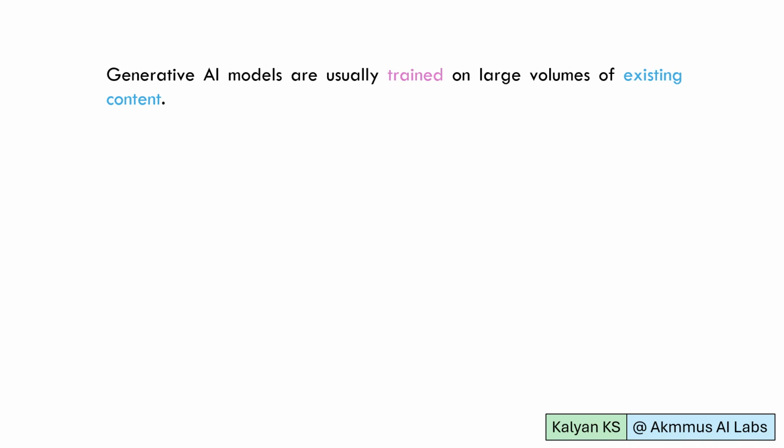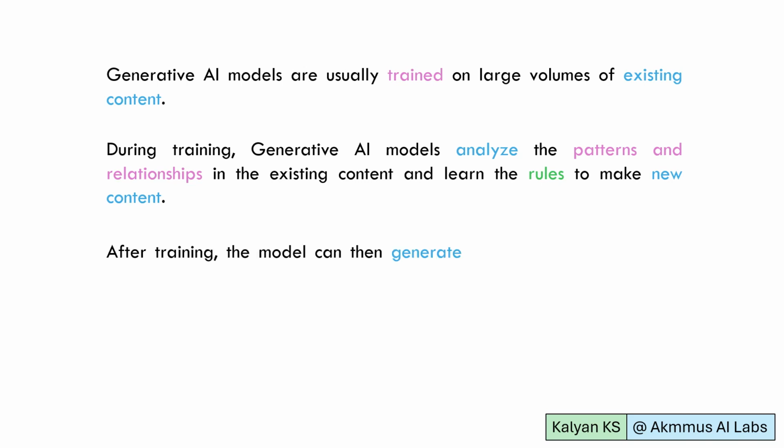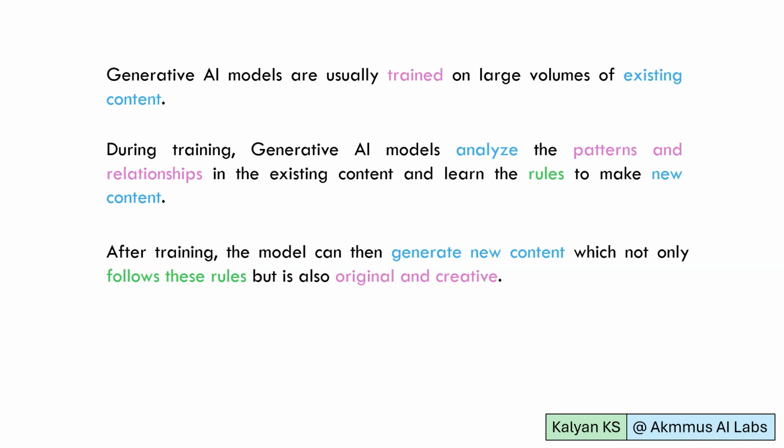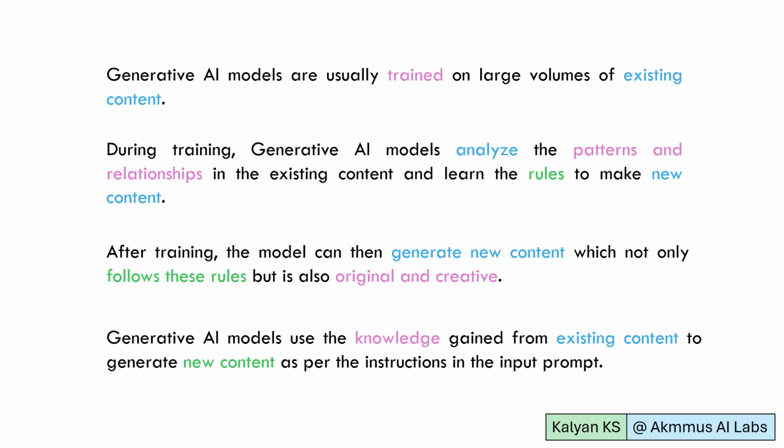Now, let us understand how generative AI models create new content. Generative AI models are usually trained on large volumes of existing content. During training, generative AI models analyze the patterns and relationships in the existing content and learn the rules to make new content. After training, the model can then generate new content which not only follows these rules but is also original and creative. In simple terms, generative AI models use the knowledge gained from the existing content to generate new content as per the instructions given in the input prompt.